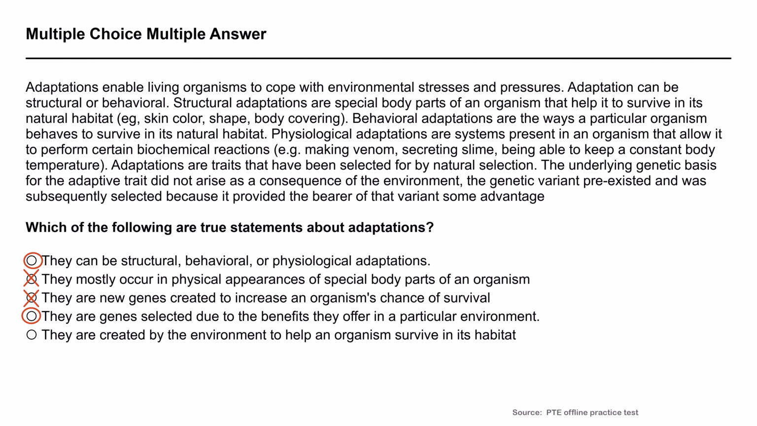Now choice 5 starts, they are created by the environment. And what? Remember when we looked at choice 3? At that time we found out that adaptations are not created by the environment. So we don't even need to do our 3-step process. We already know this choice is wrong. So there are 2 correct choices, number 1 and number 4. Done.